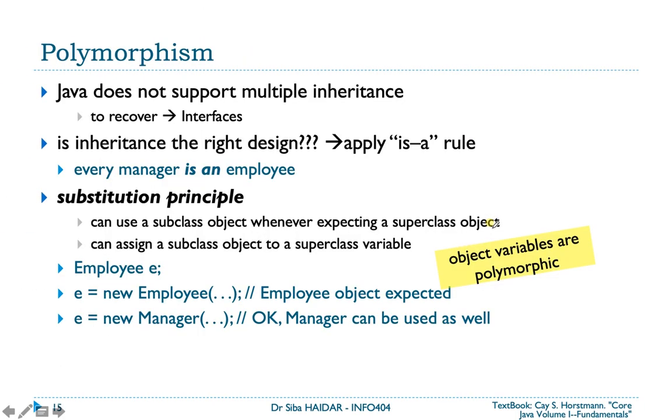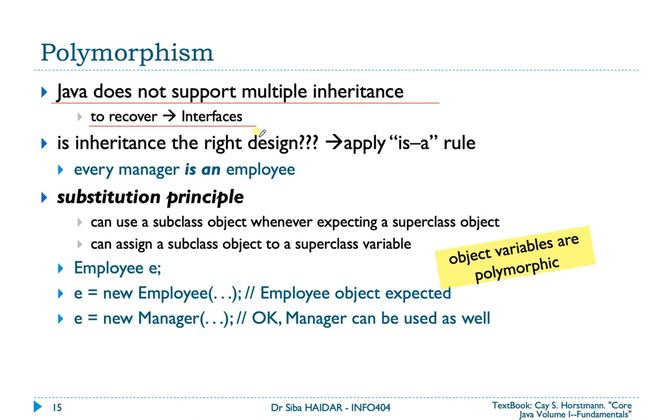So let us continue about polymorphism. Now we know about polymorphism. We must say that Java does not support multiple inheritance. To recover that, if you have two supertypes and you want to be part of two supertypes, you use one supertype as your parent class, and for the other you don't have a choice. You have to choose an interface. We discussed this in the exercise session.